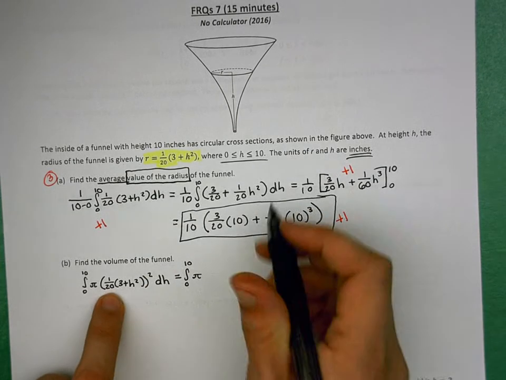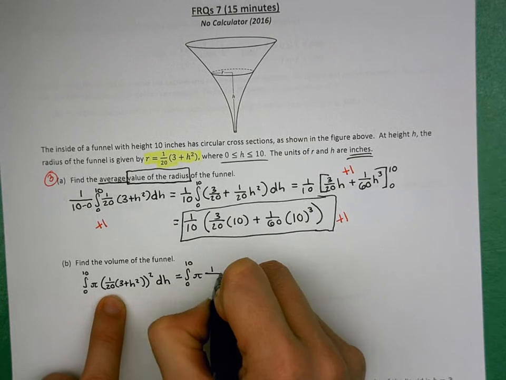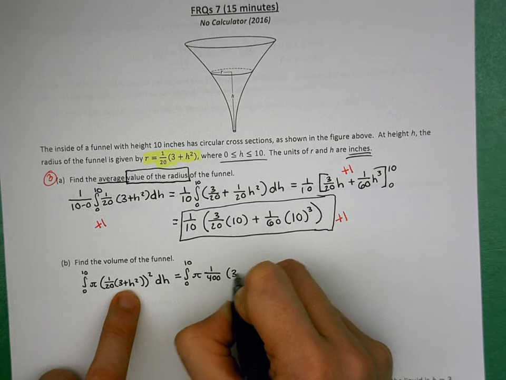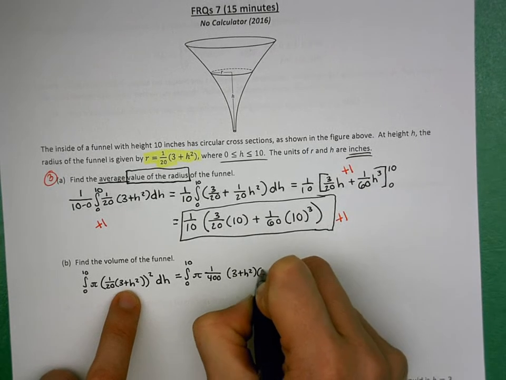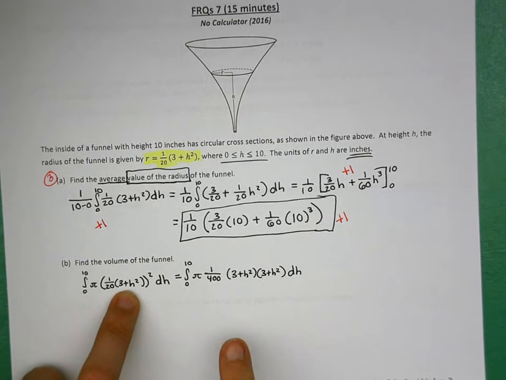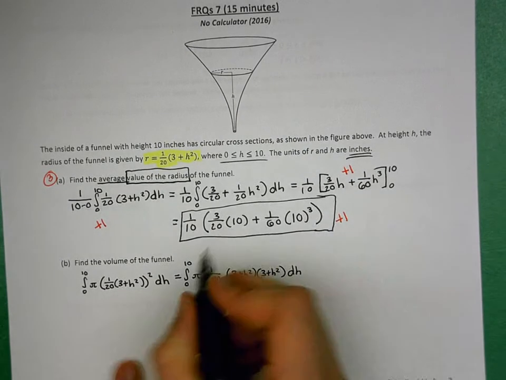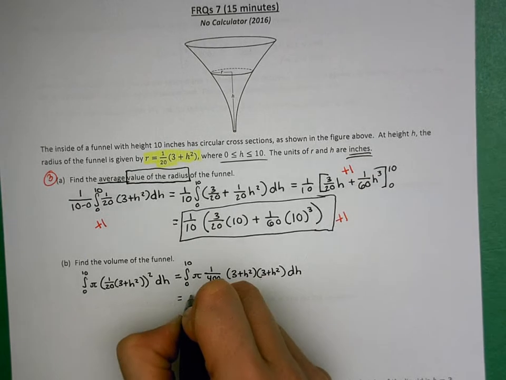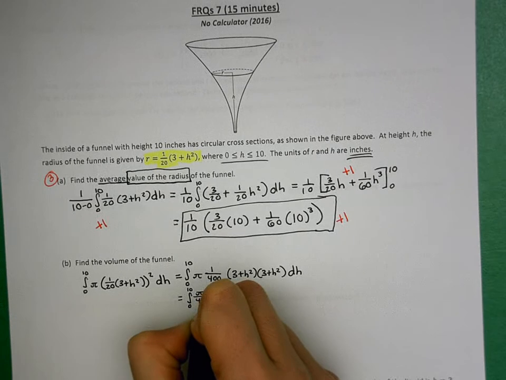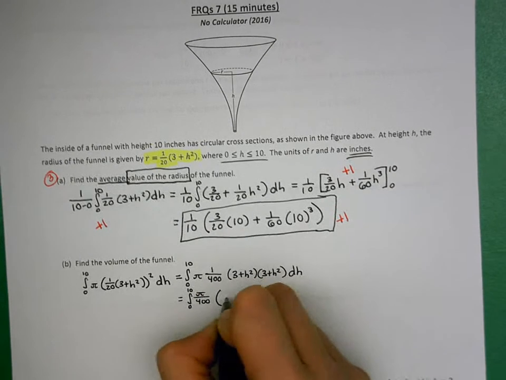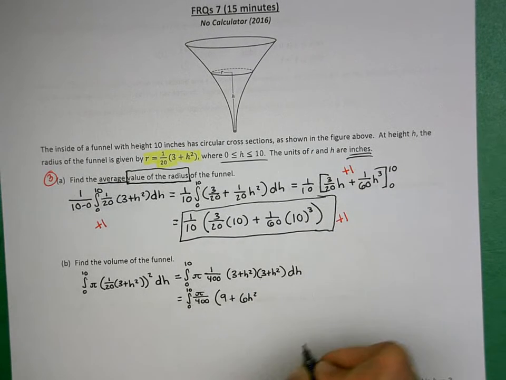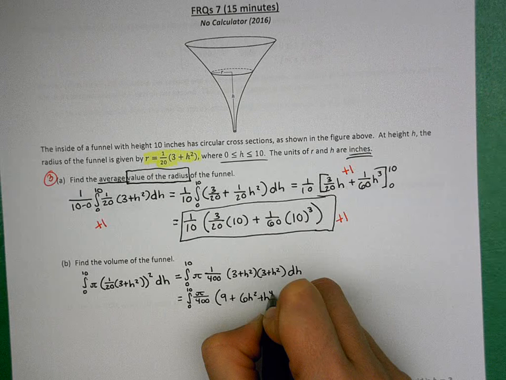So the square of 1/20 is 1/400. And then the square of 3 plus h squared, I'm just going to write that really quickly so we can see what we're doing. And I'm going to FOIL that out myself. Okay, so this is a pi over 400. And then FOILing that, 3 times 3 is 9, we have 6h squared from our outside and our inside, and our last is h to the 4th.